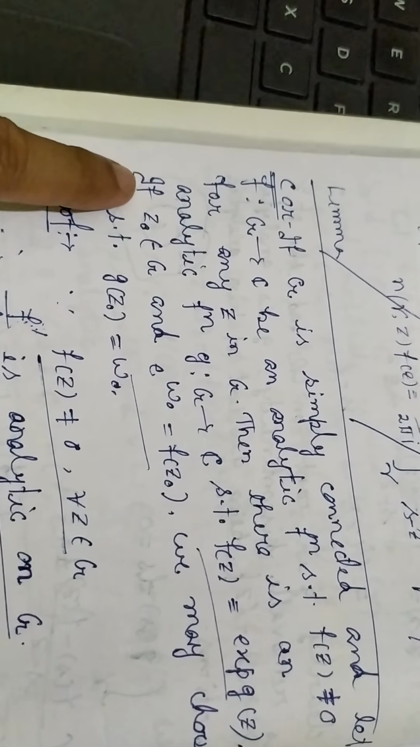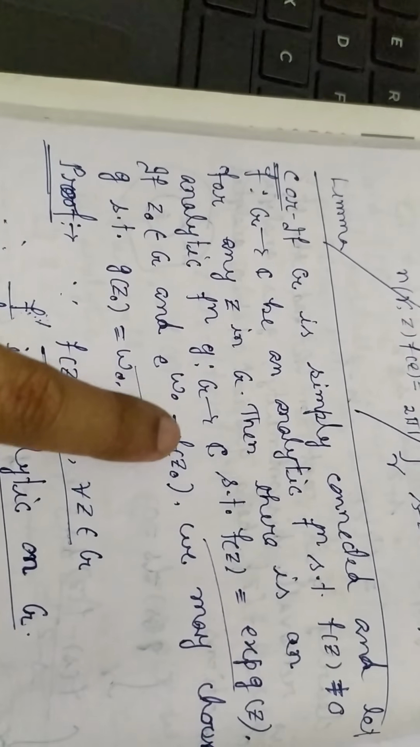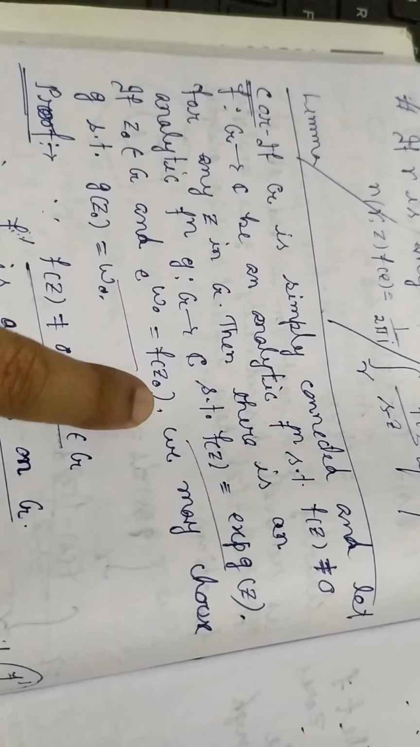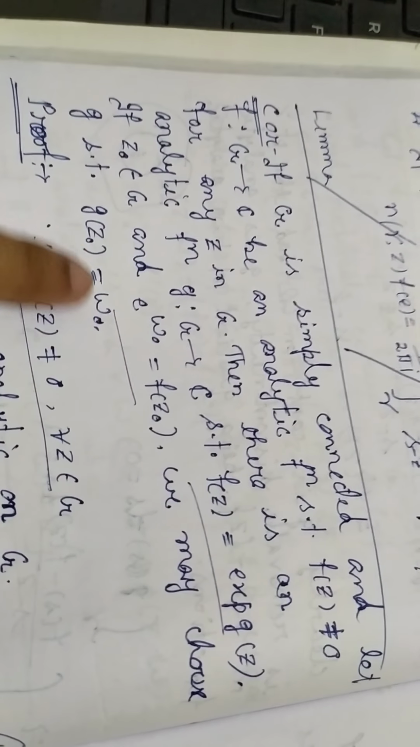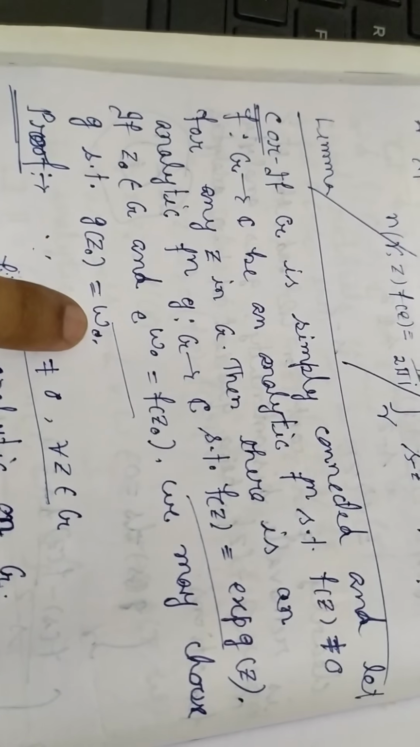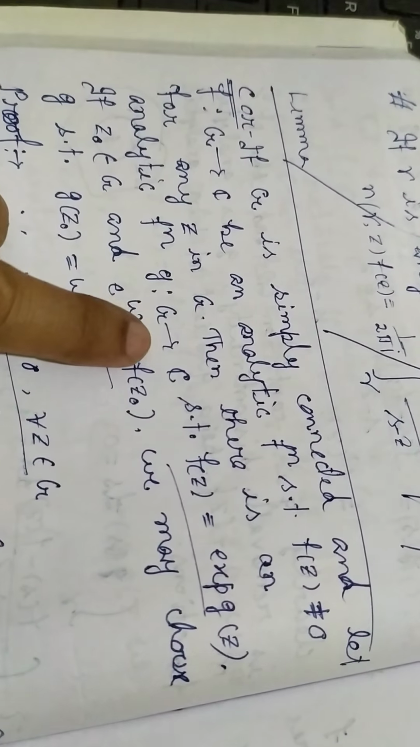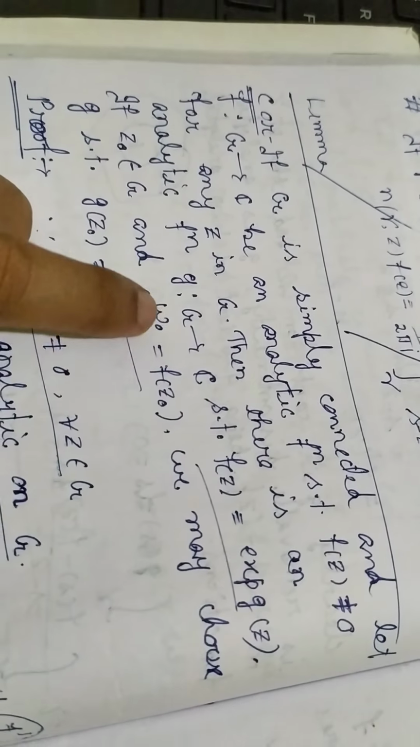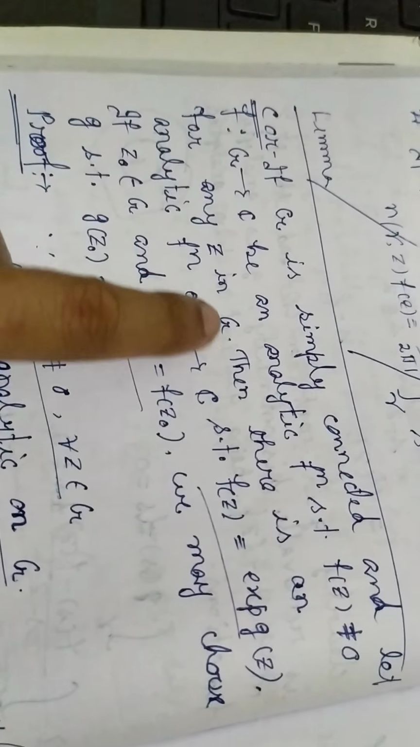So what is the next consequence? If z0 belongs to Z and e^w0 is equal to f(z0), then we may choose g such that g(z0) is equal to w0. That is, if we choose g(z0) equal to w0, we have to show that e^w0, the exponential of w0, is equal to f(z0). We have to establish this part as well.